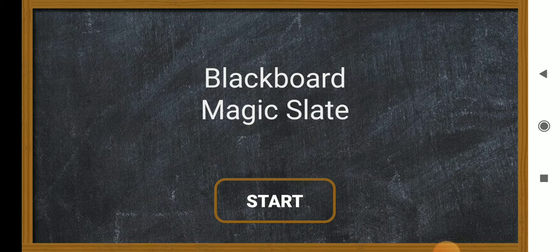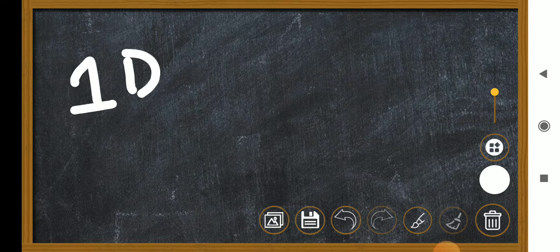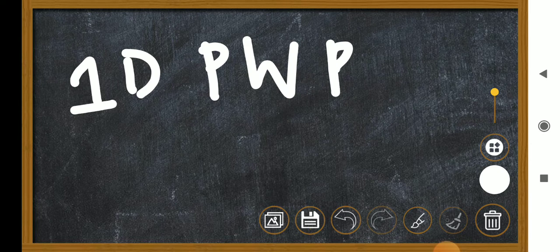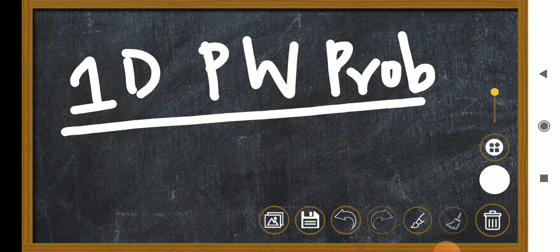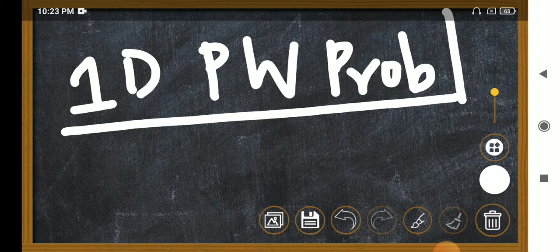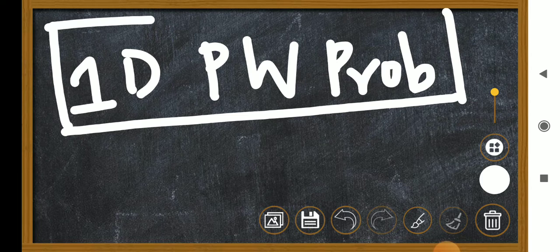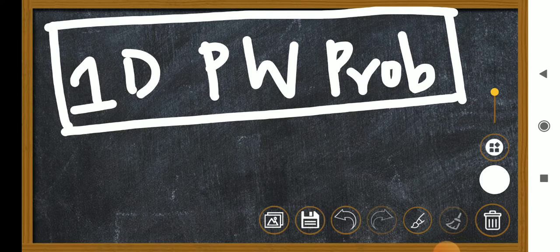Today we are going to talk about the potential well problem, particularly the one-dimensional potential well problem. Let me start with one dimension. This is a 1D potential well problem. This is a very common basic problem that you can see in quantum mechanics.